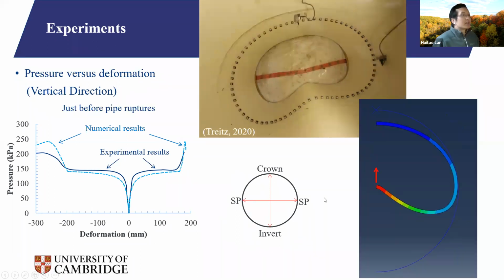And here is the moment just before we break the pipe. You can see this local buckling is much more obvious. If you see this test in the laboratory, it's very impressive. You can imagine breaking this 3 centimeter, or 30 millimeter, thick pipe into pieces.